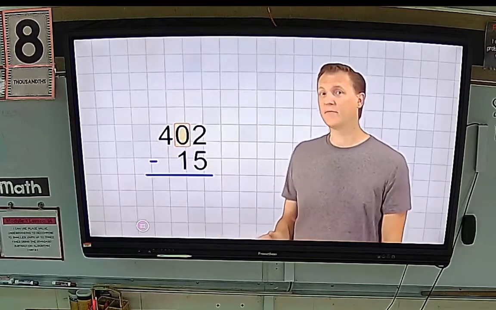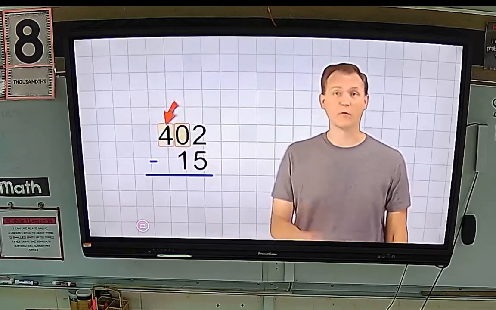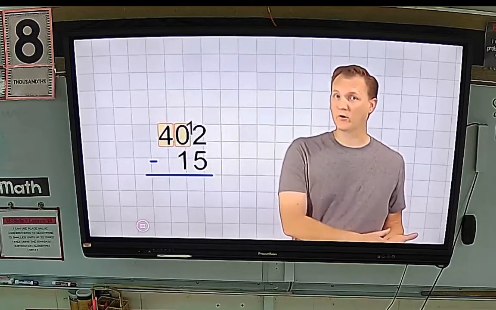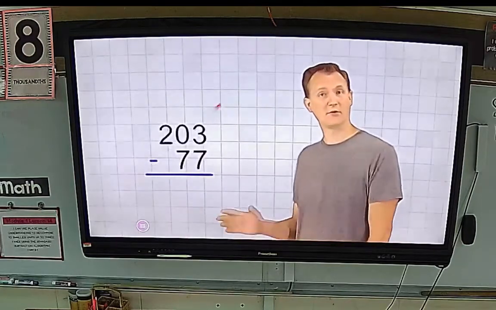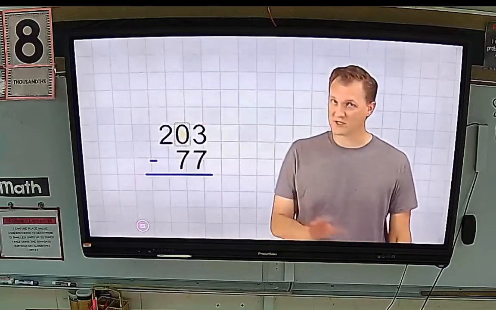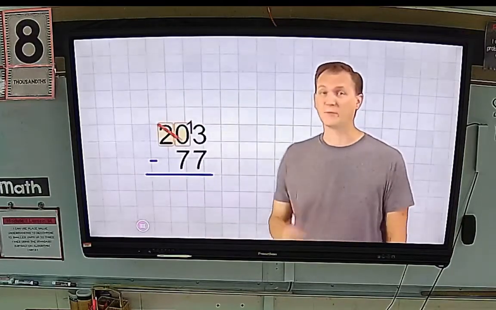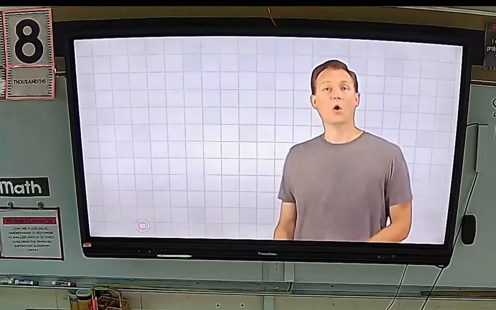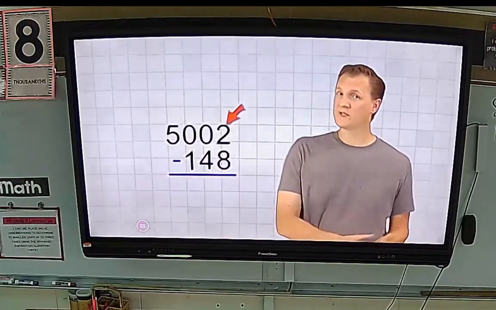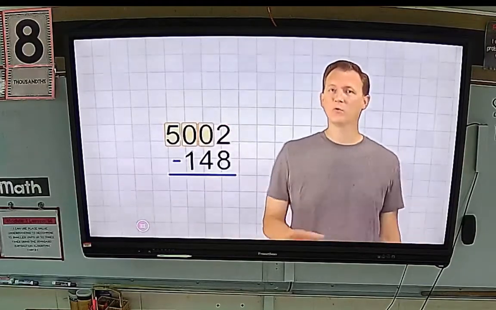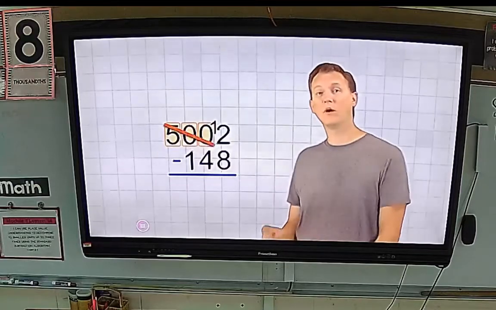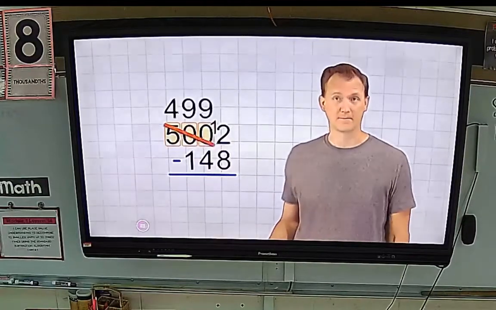In this case, instead of borrowing from 0, borrow from 40. You'll get the 1 you need to borrow, and the 40 will become a 39. Or in this case, if the 3 needs to borrow, don't borrow from the 0, borrow from the 20, and there'll be 19 left over. Or, what if there's 2 zeros in a row like this problem? Well, if the 2 needs to borrow, then borrow from the whole 500 next door. The 2 will become 12, and the 500 will drop by 1 to become 499.